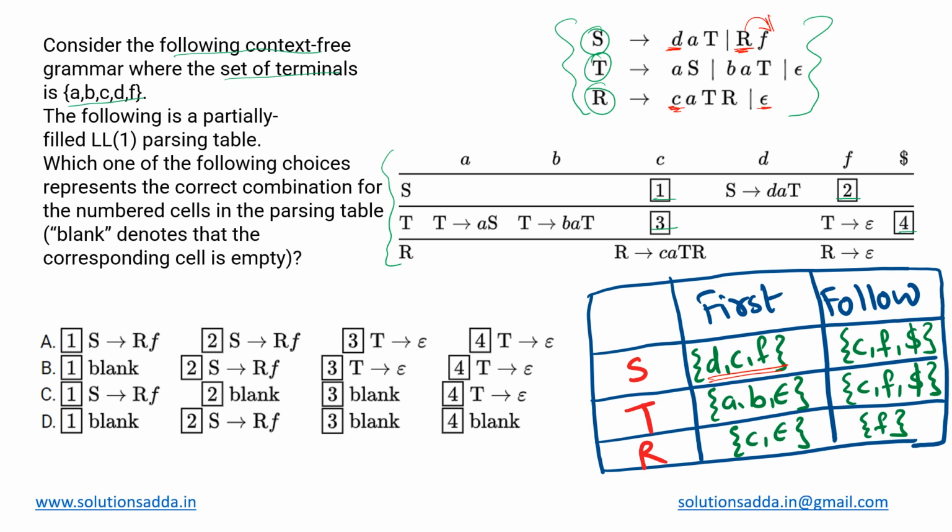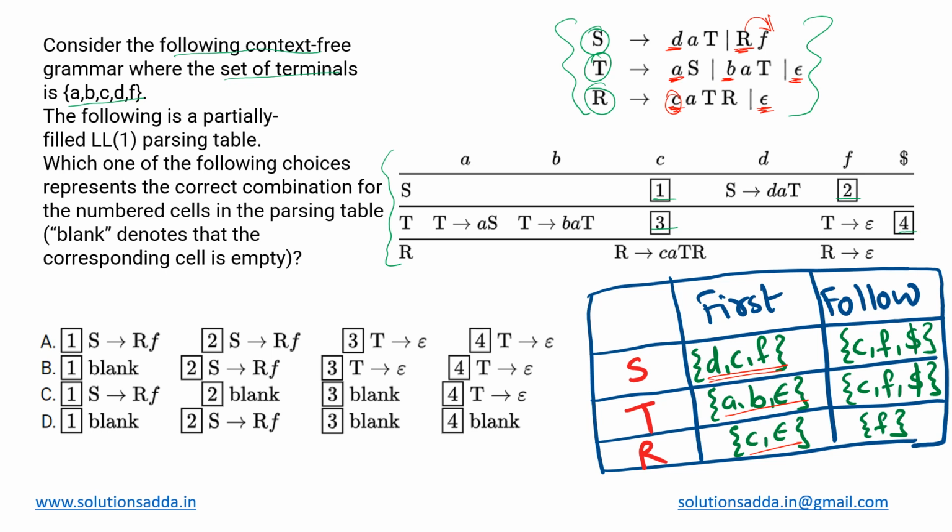Then coming to T, in first of T we will have this A from here, B from here, and it is also deriving epsilon, so that will be there: A, B, and epsilon. Next, coming to R, it is C and epsilon, because it derives C here and epsilon as well. So we have got first entries for all the 3 non-terminals.